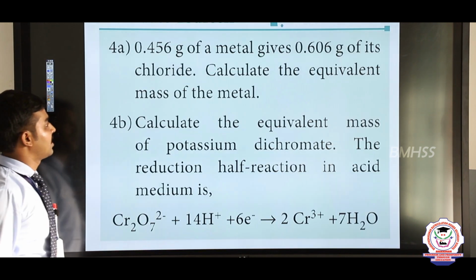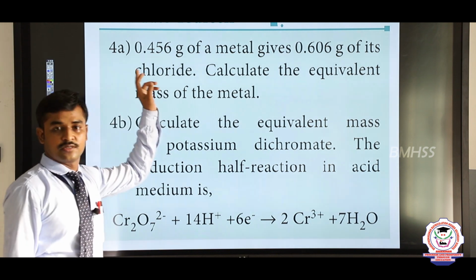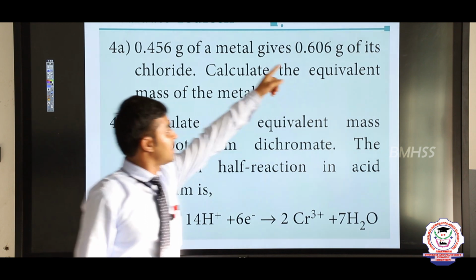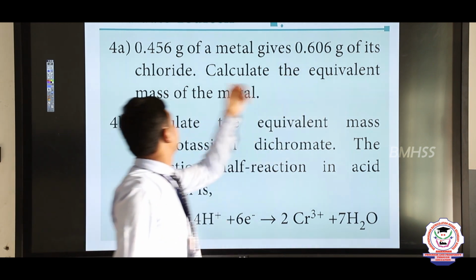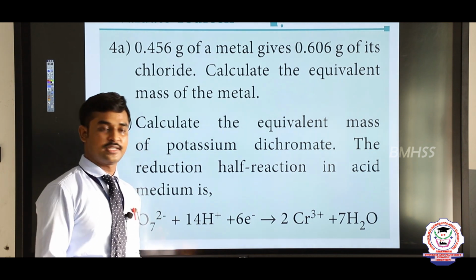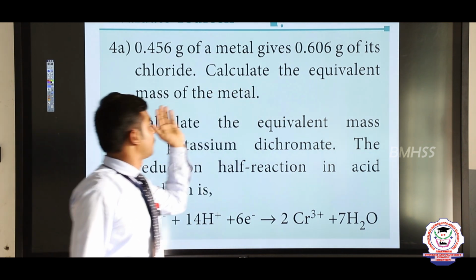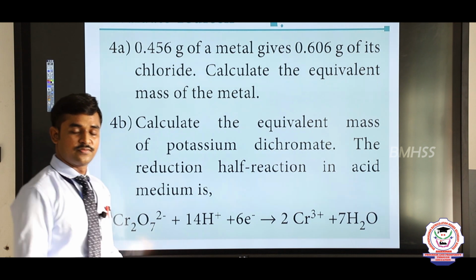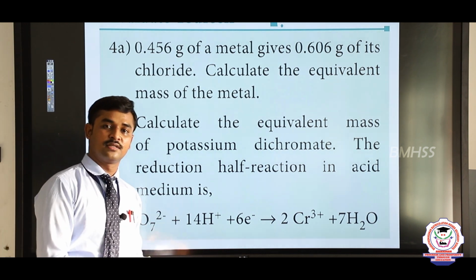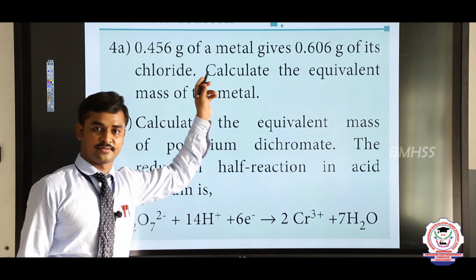I give you an evaluate-yourself sum. The first sum: 0.456 gram of a metal gives 0.606 gram of its chloride. Calculate the equivalent mass for the metal. We just now saw the removal properties of hydrogen; now we want to calculate with the chloride ion.